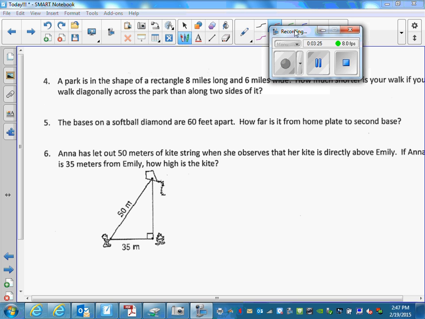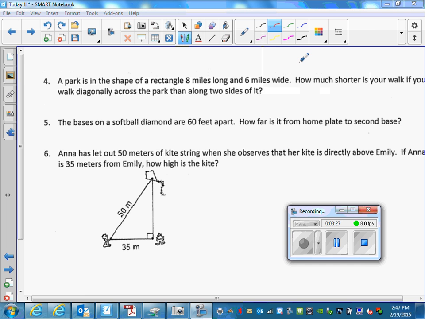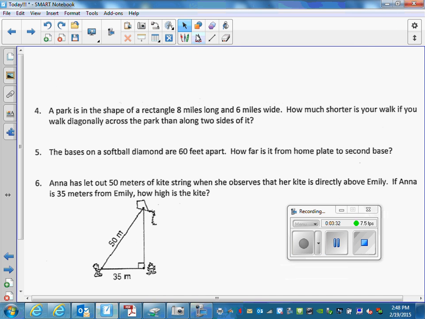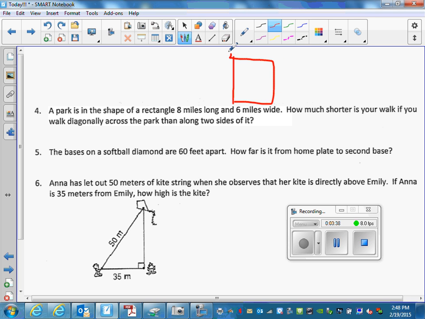All right, number 4, we have a park that is, let me scoot this down so I can draw a picture. We have a park that's 8 miles long and 6 miles wide. If I want to get from here to here, I could go 8 miles, and then I could go 6 miles if I walked on the outside of the parking lot or the sidewalk. So that would be 14.